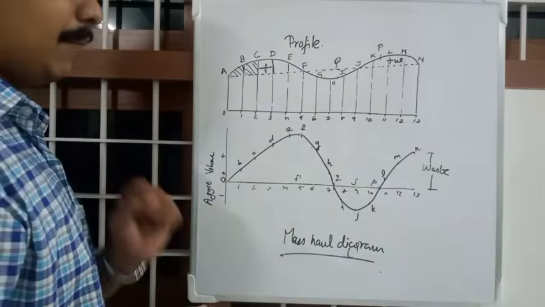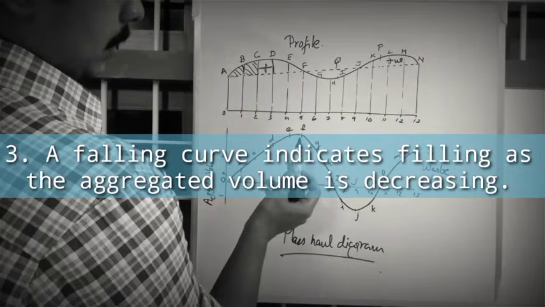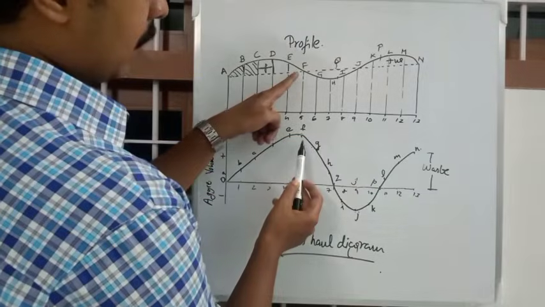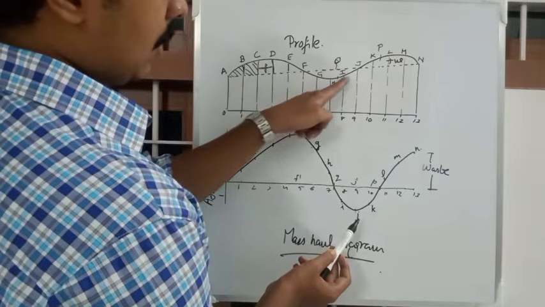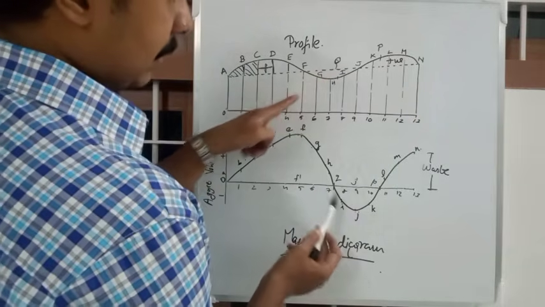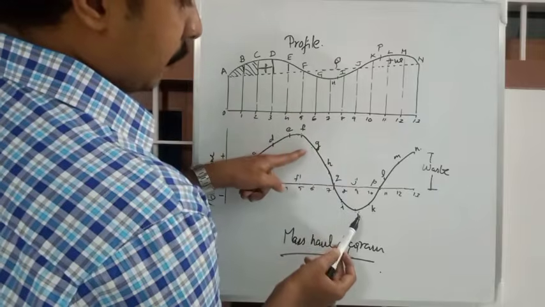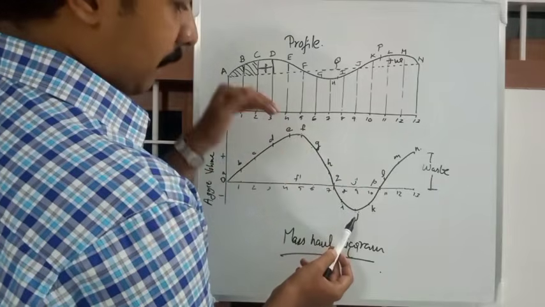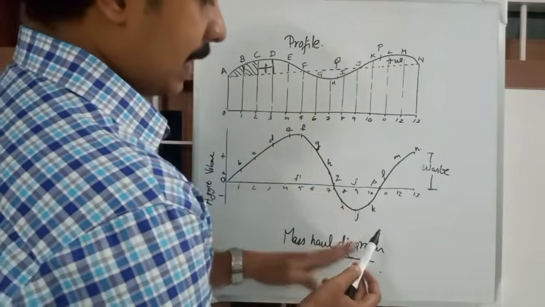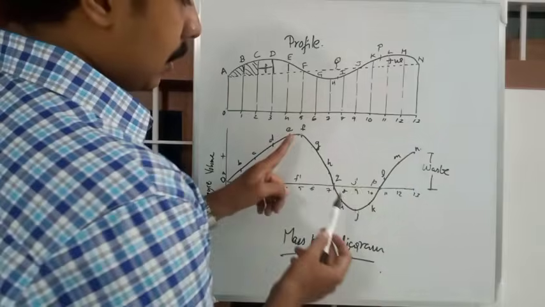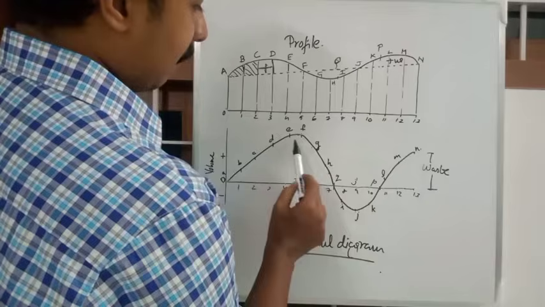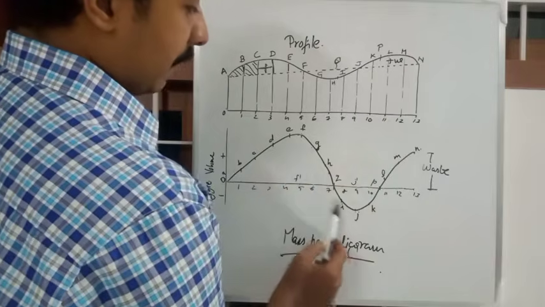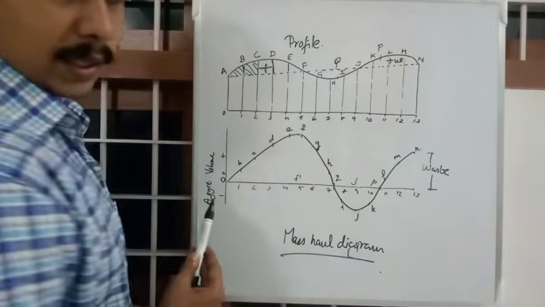Third point: from F to J we are doing filling, and F to J is a falling curve. From J it rises again. So always, rising curves indicate cutting and falling curves indicate filling. F to J, for example.